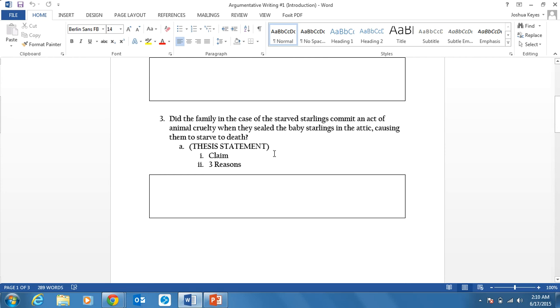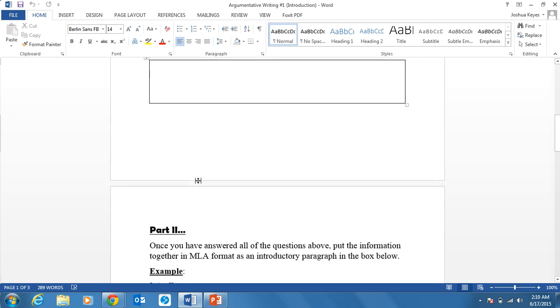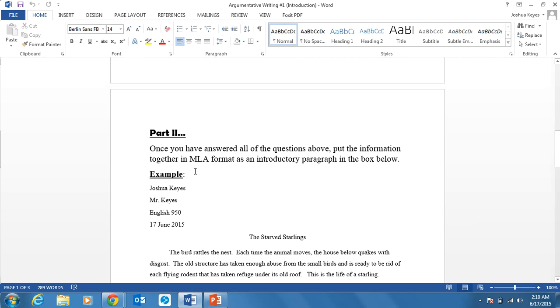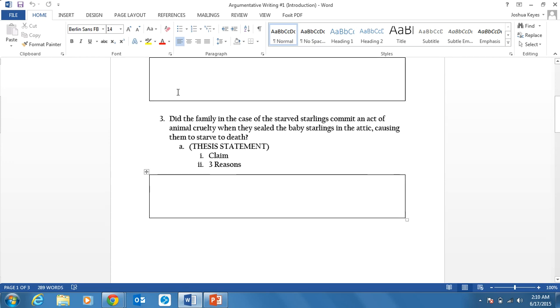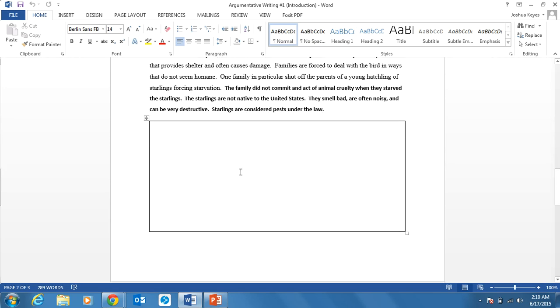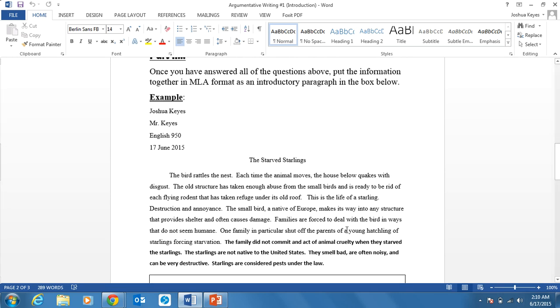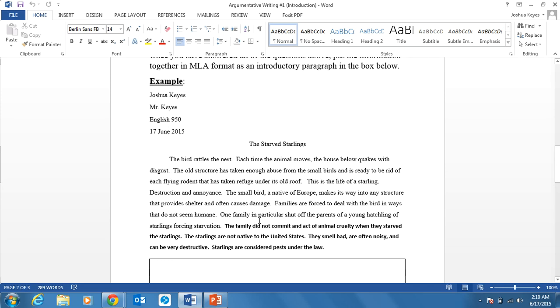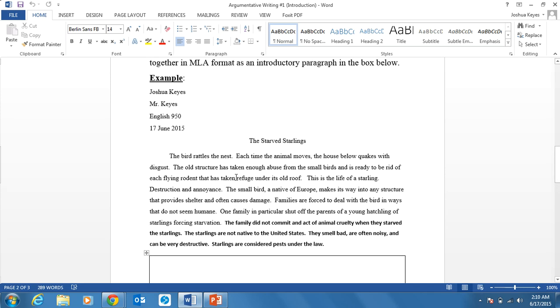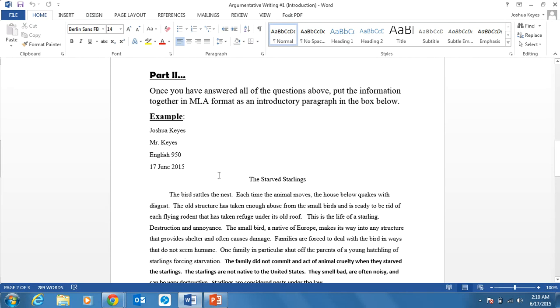And 3, did the family in the case of the starved starlings commit an act of animal cruelty when they sealed the baby starlings in the attic, causing them to starve to death? This is where I want you to put your thesis statement. Once you've filled in all 3 of these boxes, I want you to come down here and fill this box in with your introductory paragraph. I've given you an example, the same example that I shared in the PowerPoint. I want you to create it in MLA format just like you see this one.